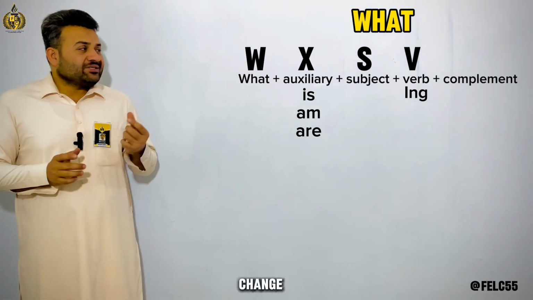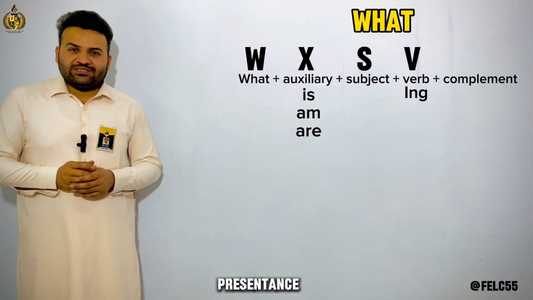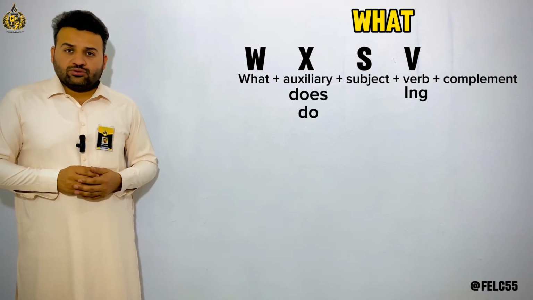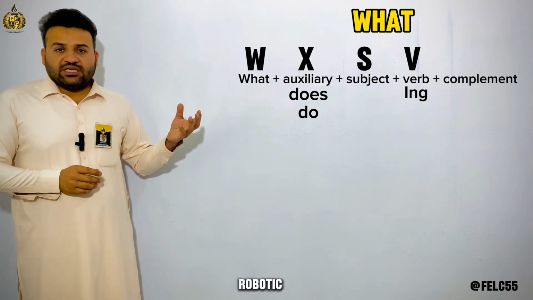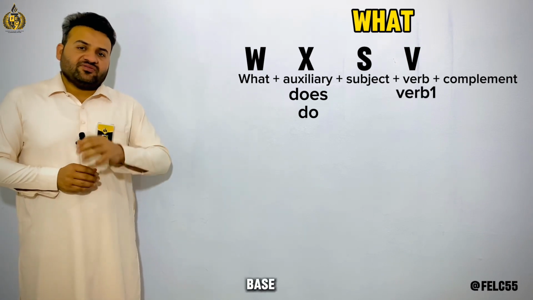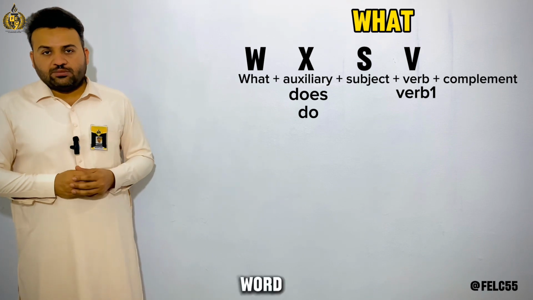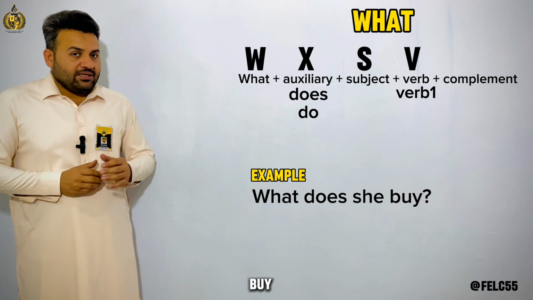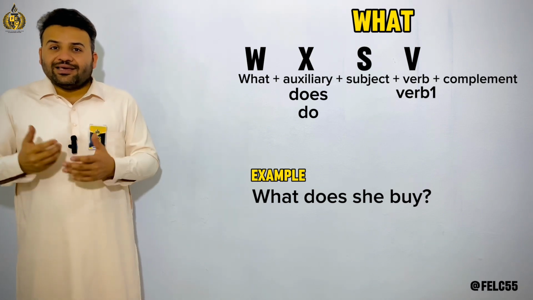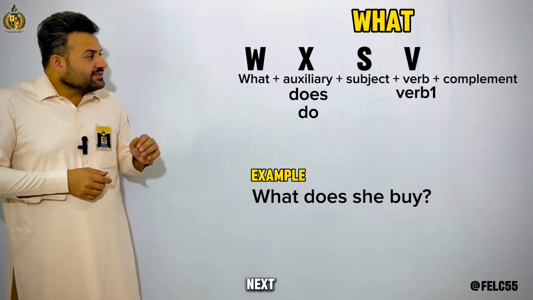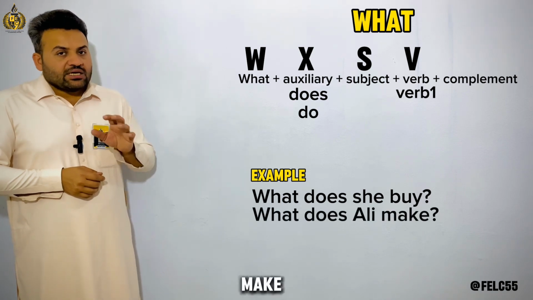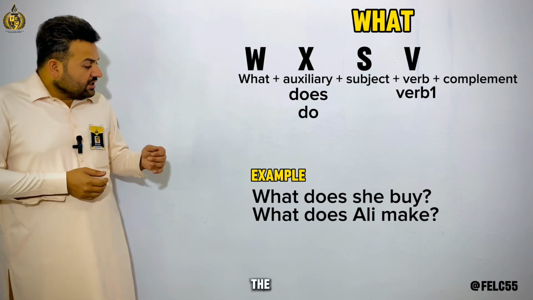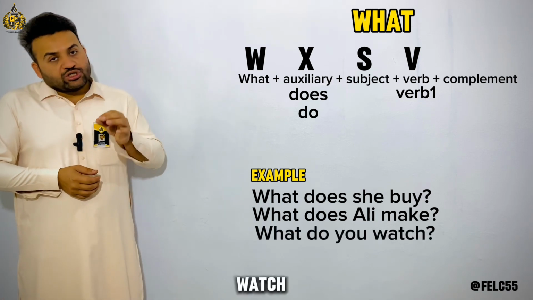How can we change the same structure to the simple present tense? Instead of is, am, are, we will use does, do. And instead of verb ing, we will use the base form of the verb, the first form of the verb. So my first example is, what does she buy? The next example is, what does Ali make? And the third example is, what do you watch?